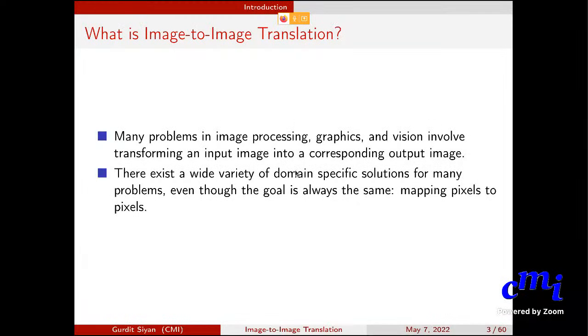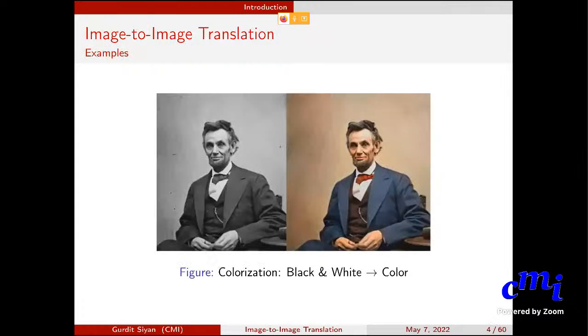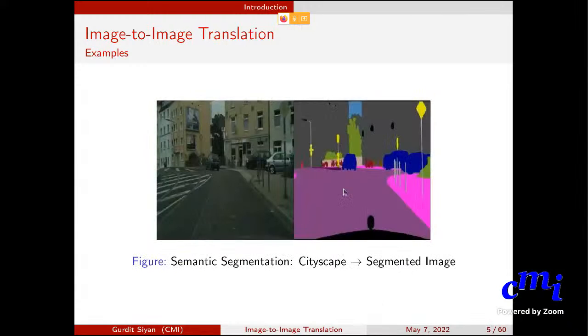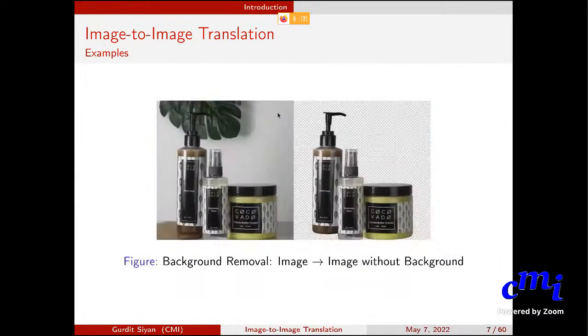There are a lot of domain-specific solutions for these problems, like neural style transfer or image colorization models, or even elementary problems like edge detection, applying a filter, or blurring, which can all be considered image-to-image translation. These are some examples: colorization, segmentation, cityscape to segmented image, style transfer, background removal. So it's basically a very general problem.